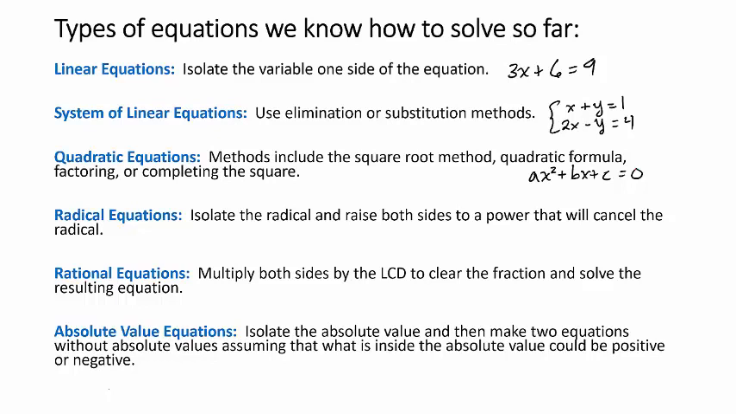We have radical equations. Okay, so a radical equation would be something like the square root of x plus 7 equal to 11. That would be an example of a radical equation. So you would want to get the square root by itself, do any algebra that you need to do to get that to happen, and then square both sides, or raise both sides to the appropriate power, right? If you have a cube root, you'd cube both sides, etc.